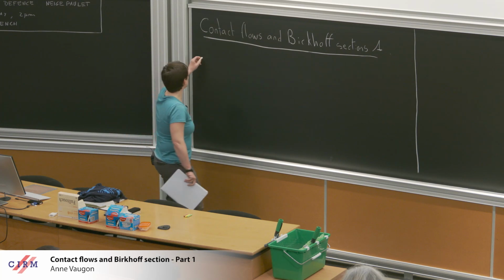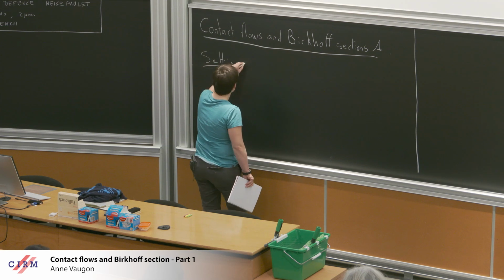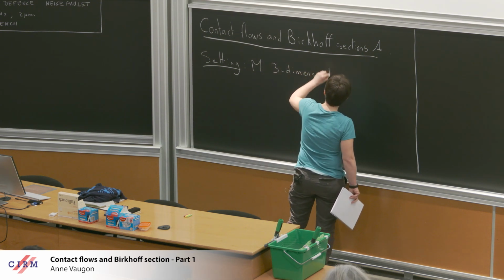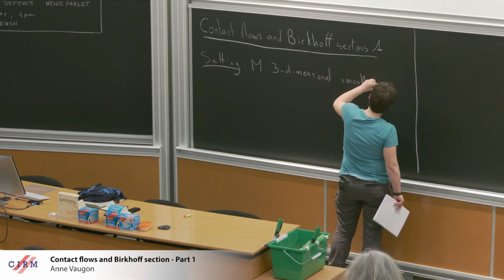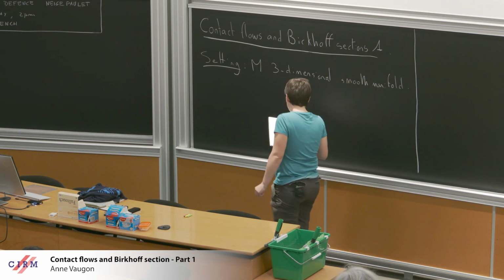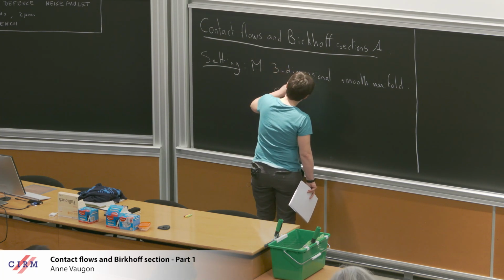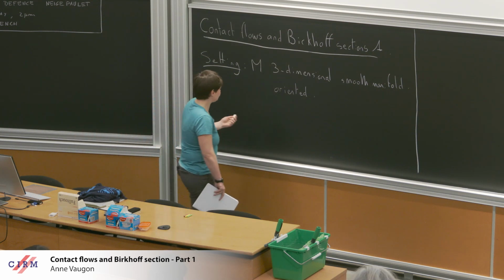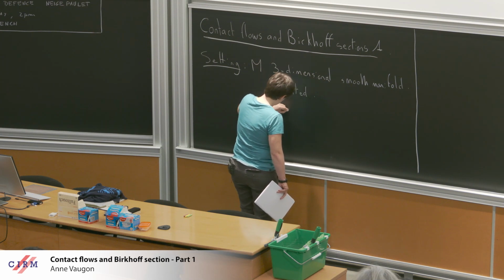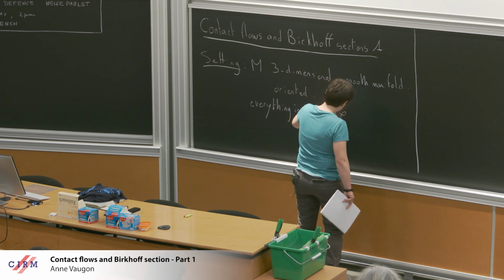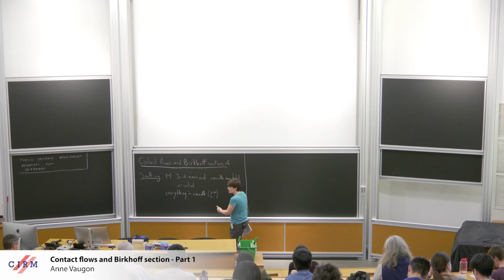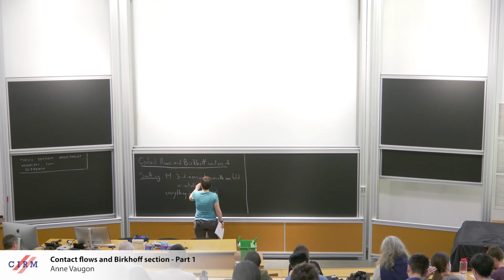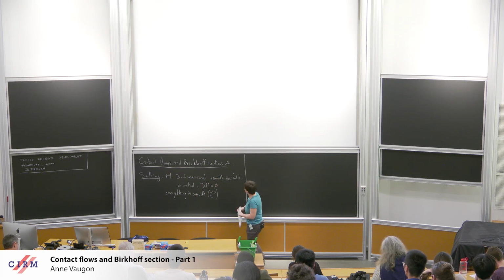So let's start with the setting in this talk. M will always be a three-dimensional smooth manifold. Shall we suppose oriented? And everything will be smooth. And for me, smooth is C infinity. So maps, vector fields, manifolds, surfaces, everything is smooth for me. And last thing, I will assume that M does not have boundary.